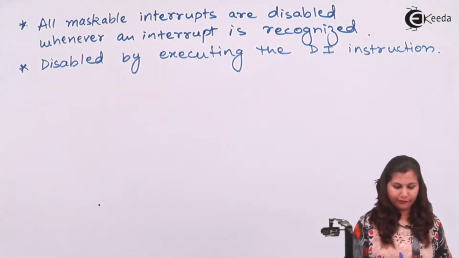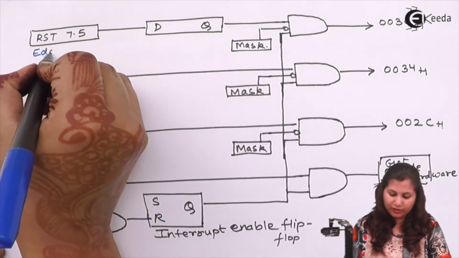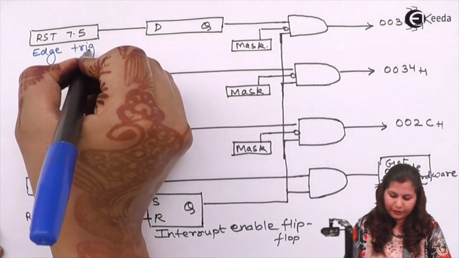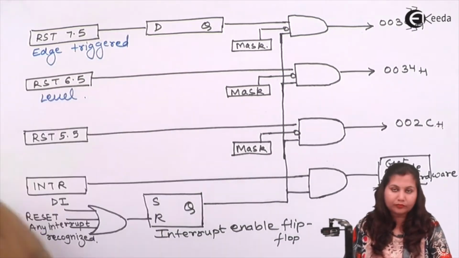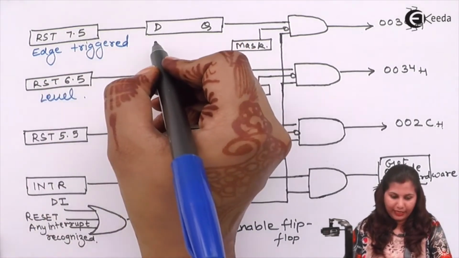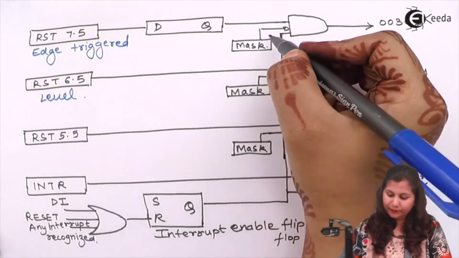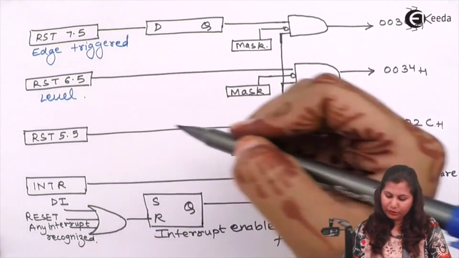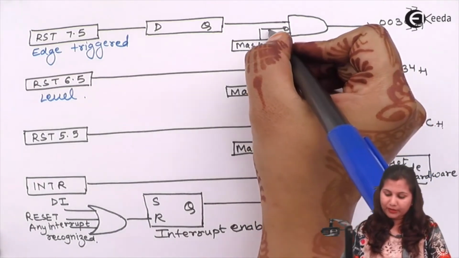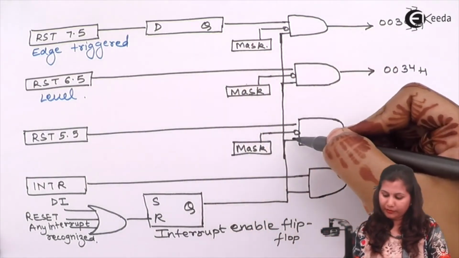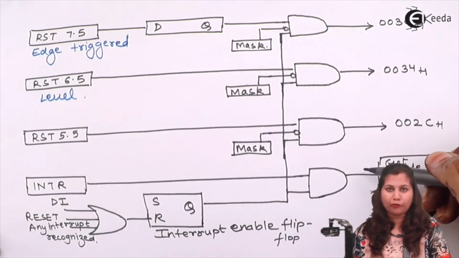Now in the circuitry for the masking of the interrupt, you can see that this RST 7.5 is an edge triggered interrupt, and all the rest are level triggered. So for this edge triggered one, we have the D flip-flop here to recognize the edge of the clock pulse. Then we have the masking bits for these three interrupts, and these masking bits are provided by the SIM instruction. So if this bit is 1, then it is made 0. We have a bubble here. So this is made 0, and 0 will give us that output through this.